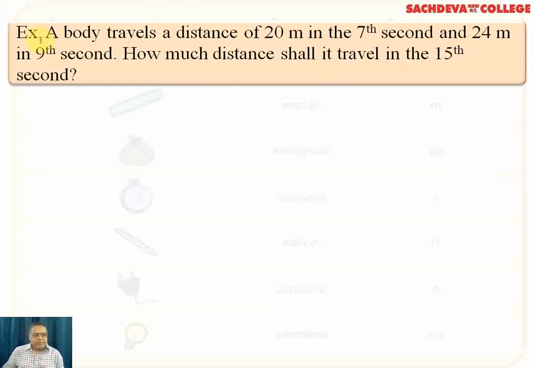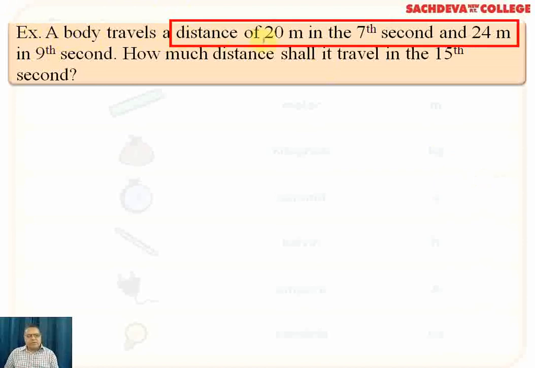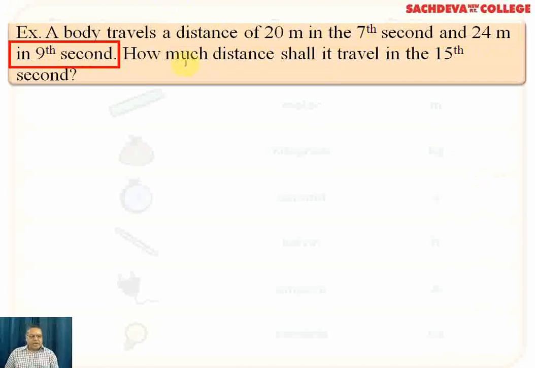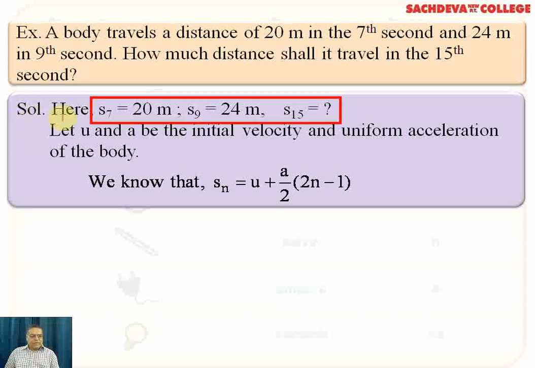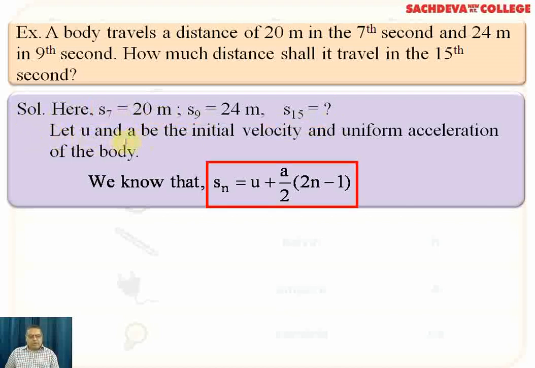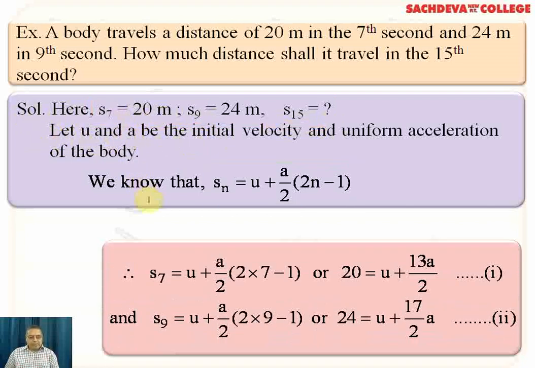Now in the next example, a body travels a distance of 20 meters in the 7th second and 24 meters in the 9th second. How much distance shall it travel in the 15th second? So we must know the formula that s nth is equal to u plus a over 2 into 2n minus 1, where n is a particular second. So S7 is given, S9 is given, and S15 is to be calculated.